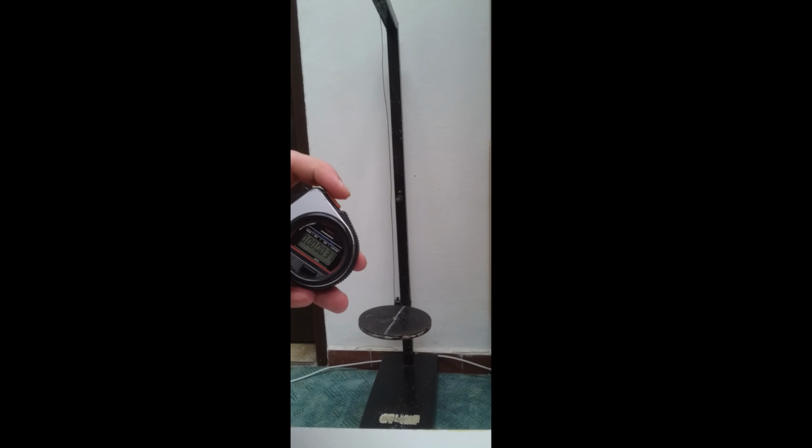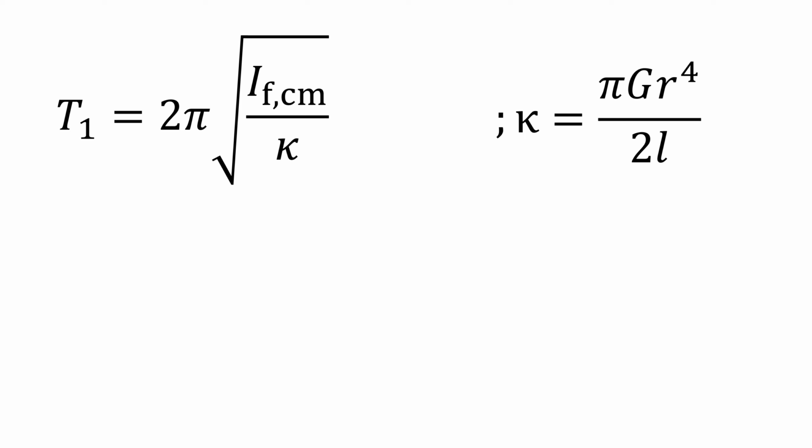If the torsional pendulum consists of a single solid disk, then its period of oscillation, T1, is given by the following relation, where ISCM is the moment of inertia of the solid disk with respect to the axis of rotation passing through the disk's center of mass. And kappa is the torsional constant or directional moment of this torsional pendulum.